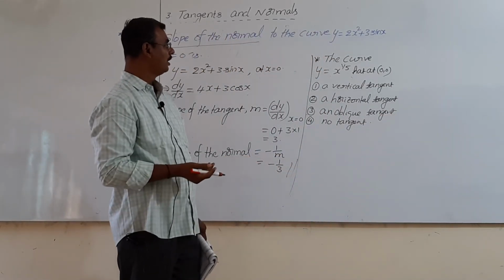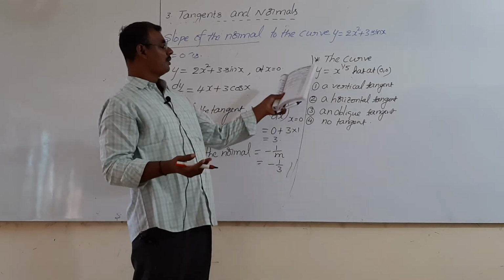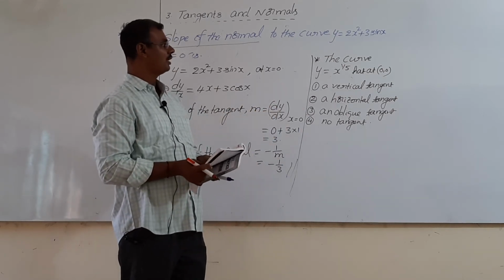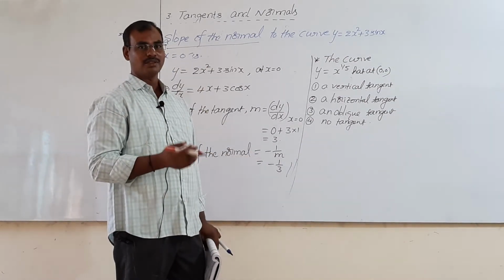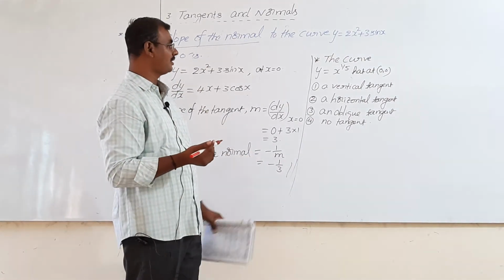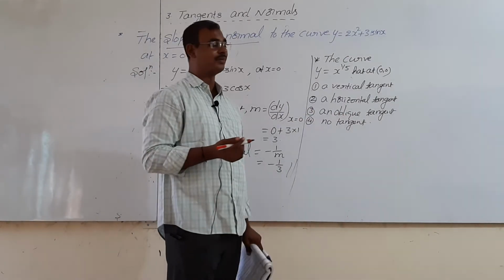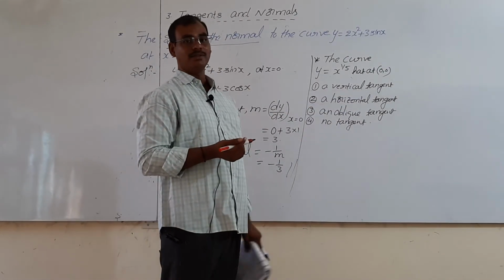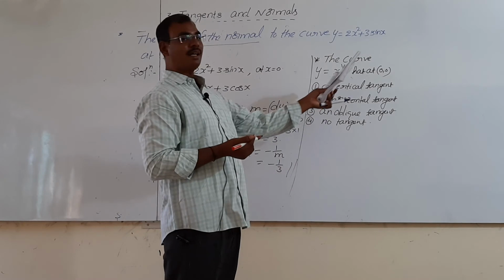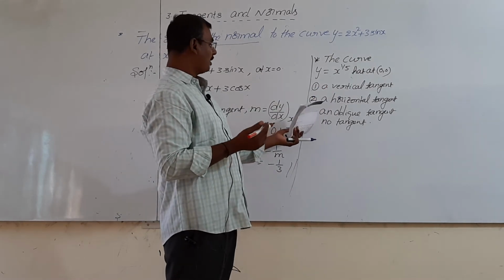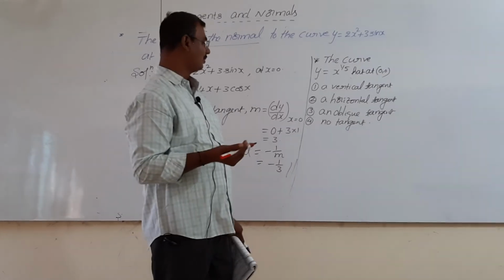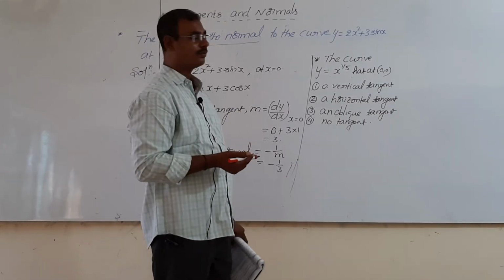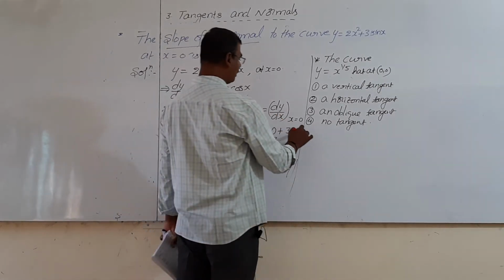Important model, already given. If slope is equal to 0, what do you call it? Horizontal tangent. So the tangent is called parallel to the x-axis, a horizontal tangent. If slope is undefined, what is the answer? Vertical tangent. If not defined, it means oblique, either vertical or horizontal. We don't know that. Otherwise, no tangents. So in this case, how to solve?